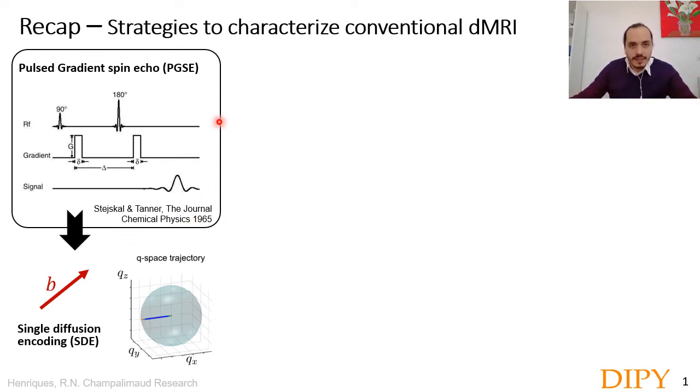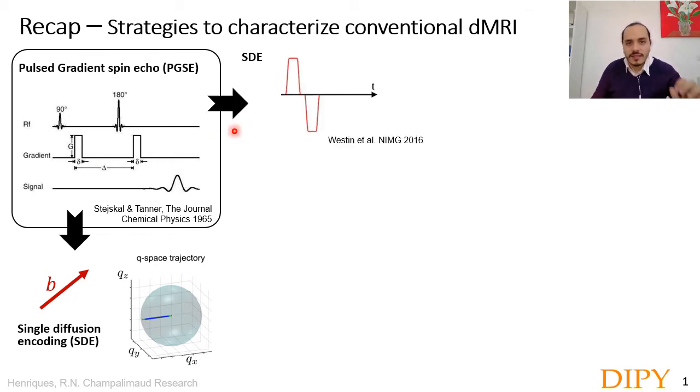Note also that in single diffusion encoding, the second pulse is applied after a 180 degree RF pulse, so this will have an opposite effect to the first gradient pulse. For the sake of simplicity, during this talk, two opposite gradient waveforms will be used to present the single diffusion encoding sequence, like the schematic that I'm showing here.